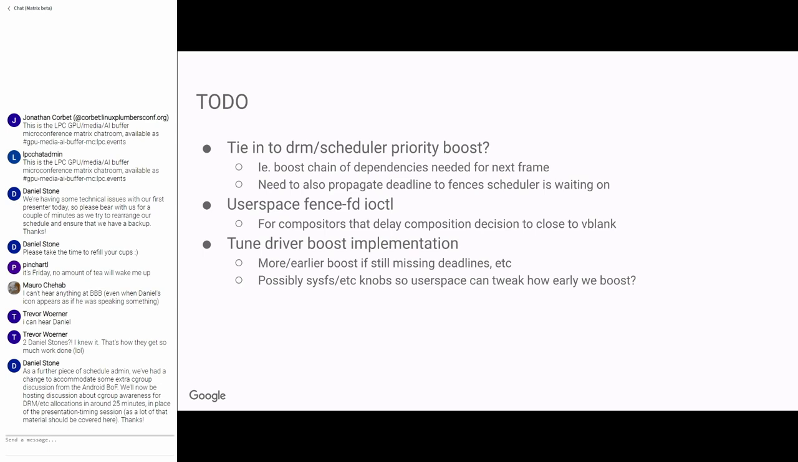And the other issue is some compositors defer the decision about whether to flip to the new frame for an application until closer to vBlank, and then they'll decide to re-render either with the new frame or the old frame, depending on whether the new frame is going to be ready in time. So for this, we'll need a DMA fence ioctl to set the deadline, so the user space compositor can be the one setting the deadline on the fence.